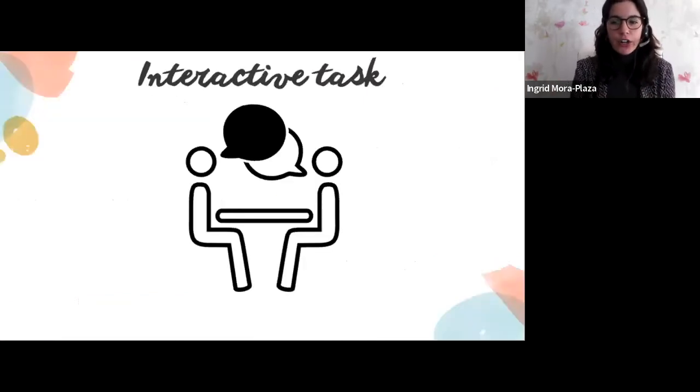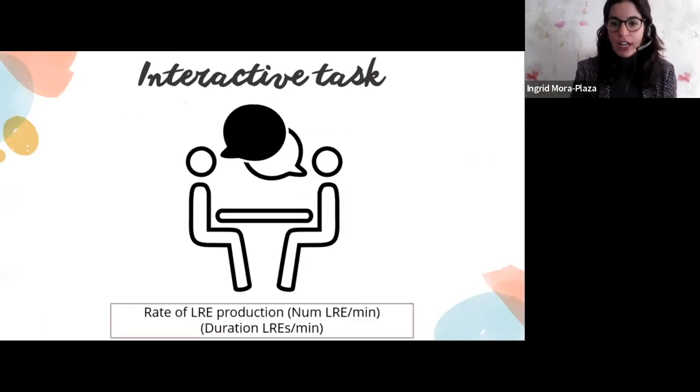So finally, learners engaged in an interactive task that was similar to the ones they were doing during the treatment. Here I calculated a rate of LRE production, language-related episodes, so the number of pronunciation-based LREs that they engaged in during conversation. So for example, did you say cap or cup? And here, I obtained this because this would show instances of phonetic form awareness during communication.